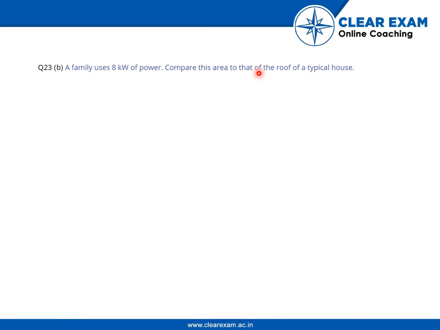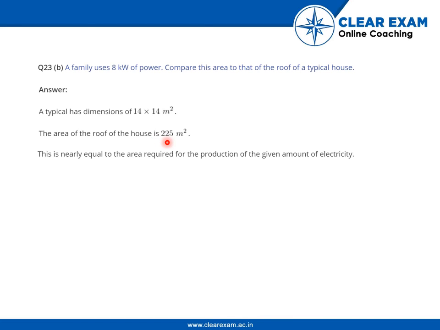Compare this area to that of the roof of a typical house. A typical house has a dimension of 14 × 14 meters square. The area of the roof of the house is 225 meters square. This is nearly equal to the area required for the production of the given amount of electricity.